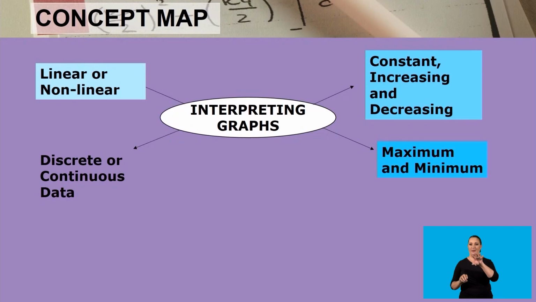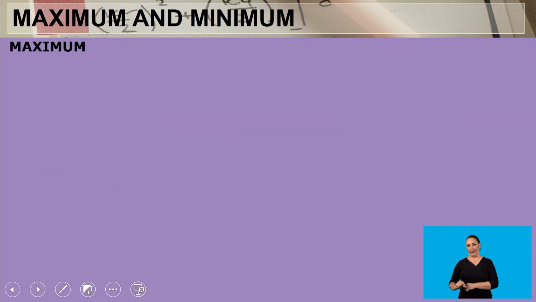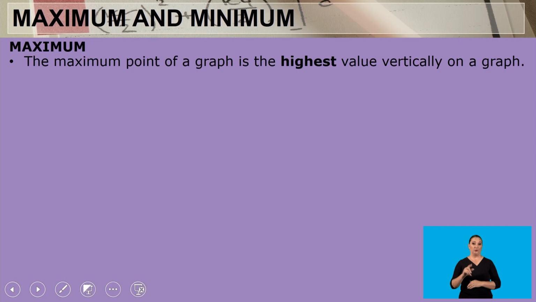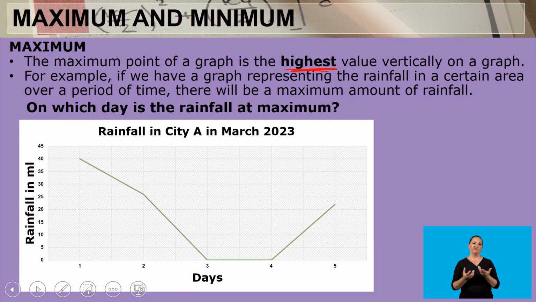So now we are going to be looking at the third concept of our concept map, and that is the maximum and the minimum. So let's start with the maximum. The maximum point of a graph is the highest value vertically on a graph. So let's look at an example.